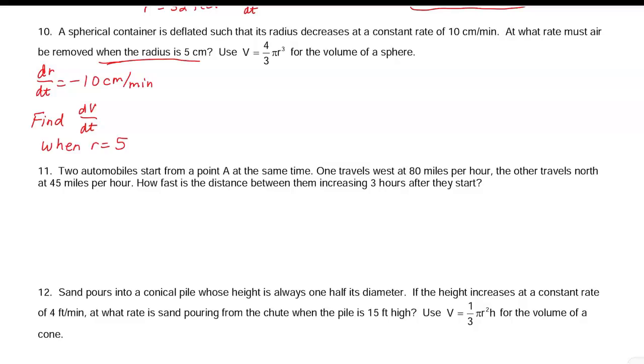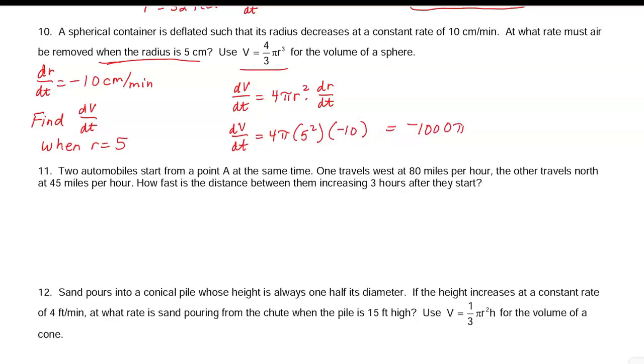In this problem, they give us the volume formula. We can go ahead and take the derivative. dV/dt equals 4 pi r squared times dr/dt. dV/dt equals 4 pi, the radius is 5 squared, and dr/dt is negative 10. So I'm getting negative 1,000 pi centimeters cubed per minute.